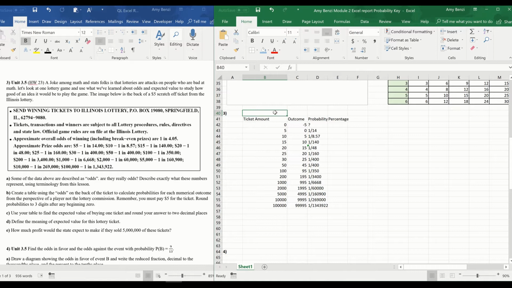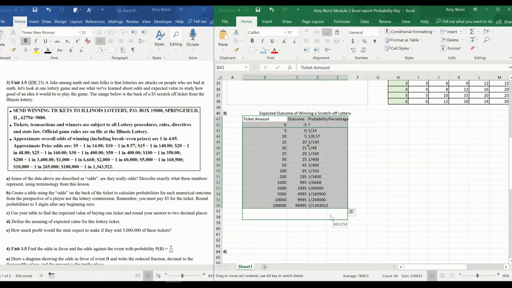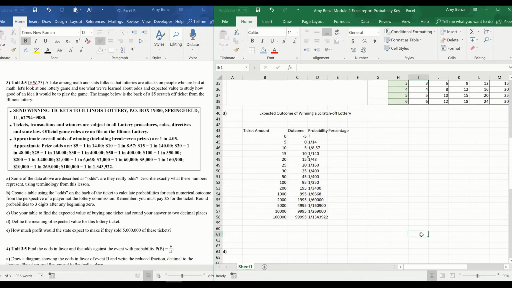I'll just go ahead and do this right here. I'm going to select a few of these cells. I'm going to merge the cells. And then right here, I might write expected outcome of winning a scratch-off. Scratch-off lottery. That's good, huh? You guys can come up with something better maybe. And then I'm just going to move all this down one because I don't like things all cluttery. I guess I moved it down too, which is fine also.